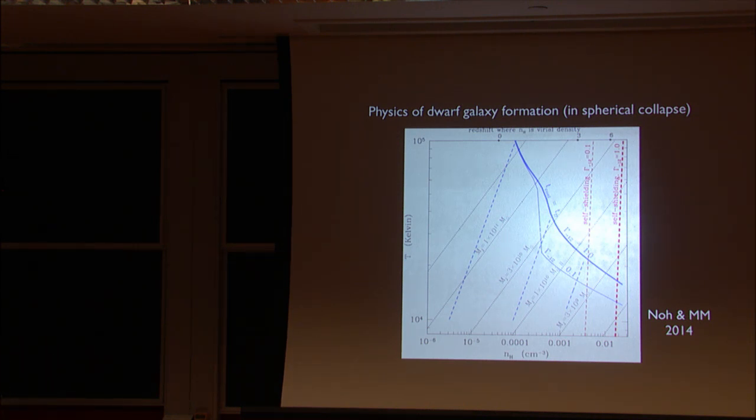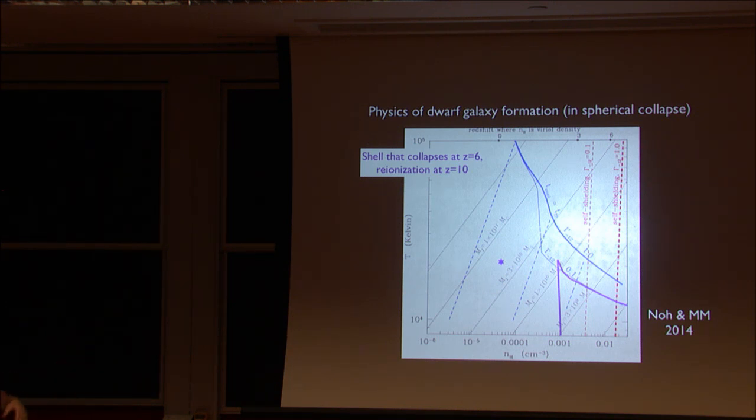So let me give you a sense for how this works. Let's say I'm a gas parcel that collapses at redshift 6 onto a halo. This is all in spherical collapse, and then I'm going to show you simulations in a second. If I collapse into a halo at redshift 6, I'm going to assume that reionization happened at redshift 10. And it also turns out if you collapse at redshift 6, turnaround, so when your density starts increasing, also happens at redshift 10. And so what happens is I'm heated by reionization to 20,000 Kelvin.